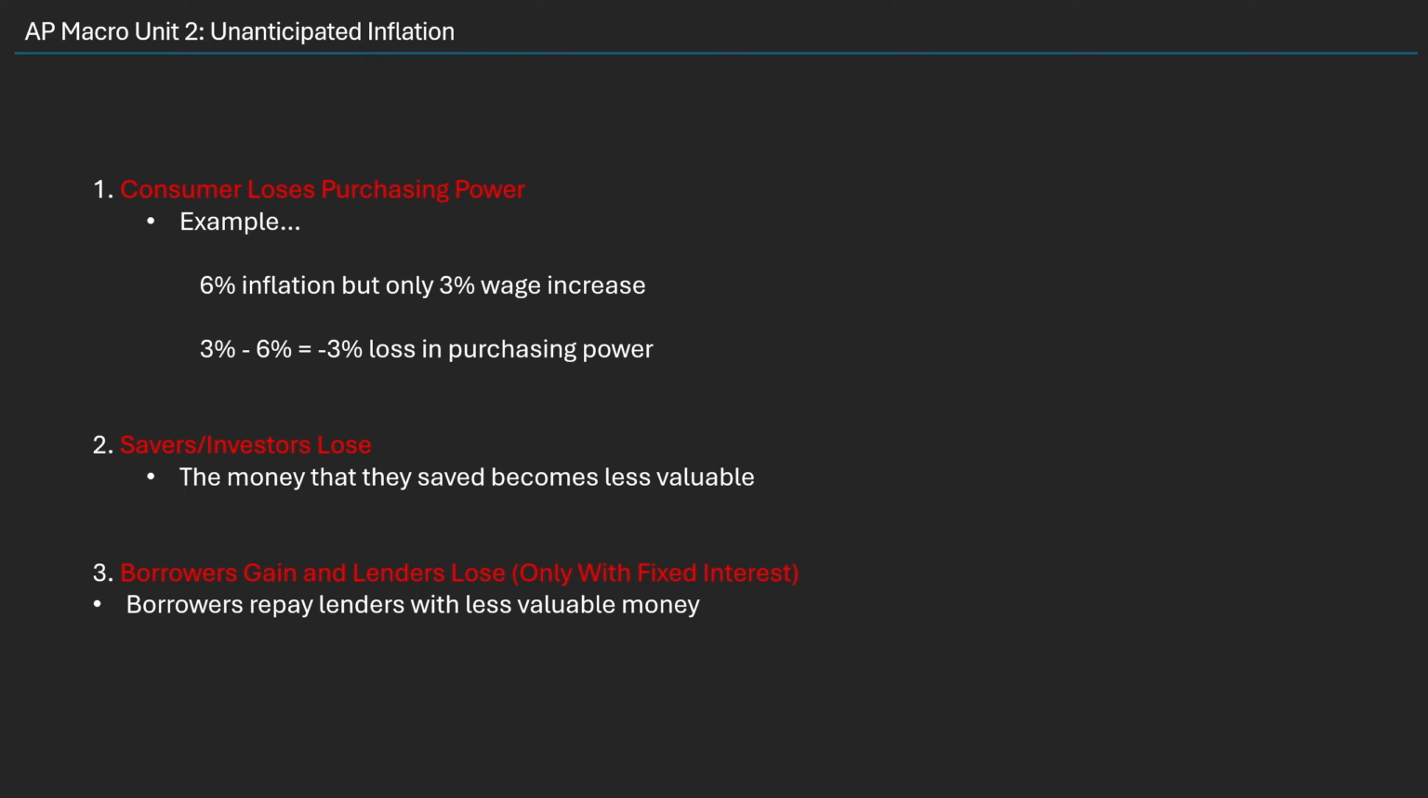Savers and investors lose because the money that they put into the bank is less valuable when they take it out if the money is inflated. And borrowers gain while lenders lose. This is only with a fixed interest rate because borrowers have to repay lenders with less valuable money.